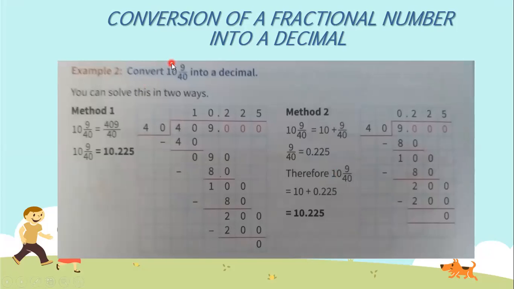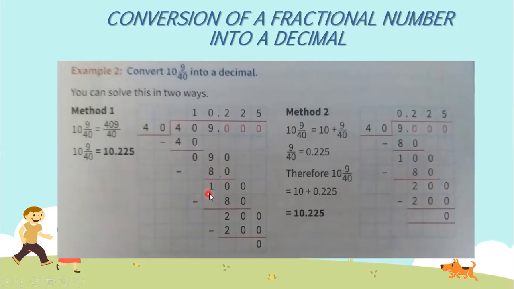Next, how to convert a mixed fraction into a decimal. Convert 10 and 9 by 40 into a decimal. So how can you do this? See, 10 and 9 by 40, this mixed fraction, when you change into an improper fraction, you will get 409 by 40. So this 409 by 40, how can you write? Normally, we write in the division form like this. 40, you have to divide into 409. See, 10 times 40 is 400. Then what will happen? 409 minus 400 is 9. So you cannot divide 9 by 40. So what you have to do, you can keep the point and bring down 0. So then it will become 90.